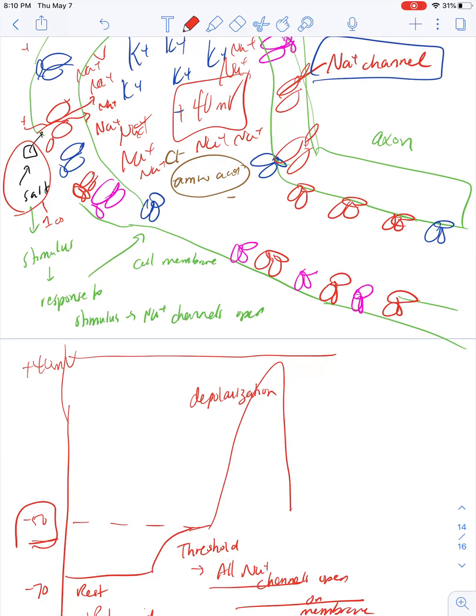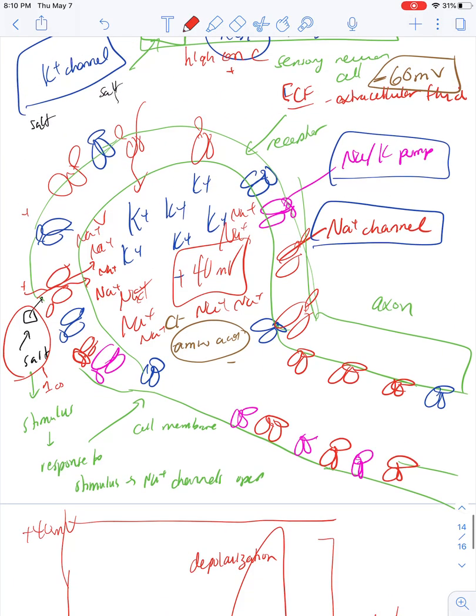And then you can see we get this drop here. This drop is called repolarization. Okay, now what's happening during repolarization is this.